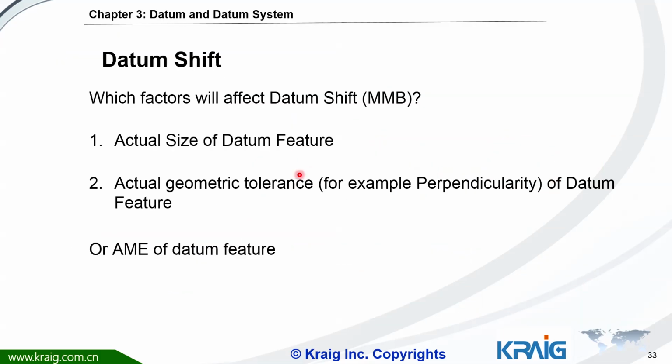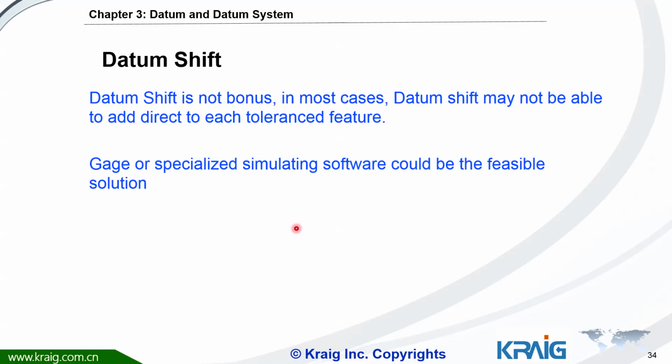Okay. So here is the summary of this datum shift. First, the datum shift is decided by the actual size of the datum feature, right? And second, it is also decided by the actual geometrical tolerance value, for example, the perpendicularity value of the previous example. Next, I should repeat again. Datum shift is not bonus. It's not bonus, and we're going to use the gauge to simulate the datum shift. Those are the 2 points we should remember.